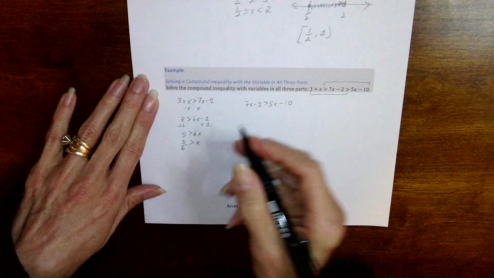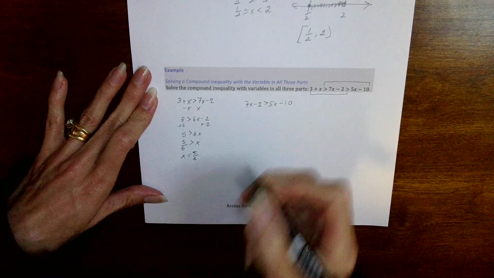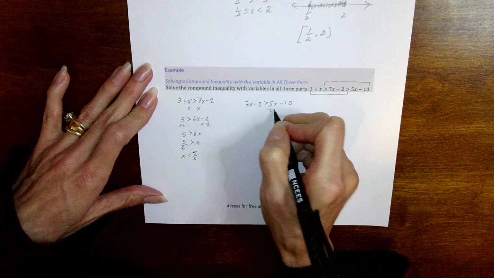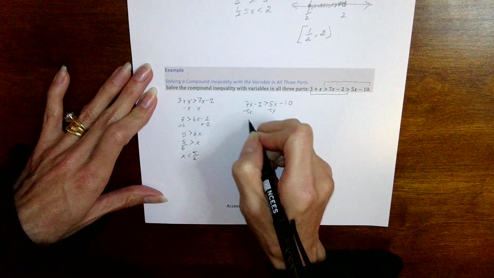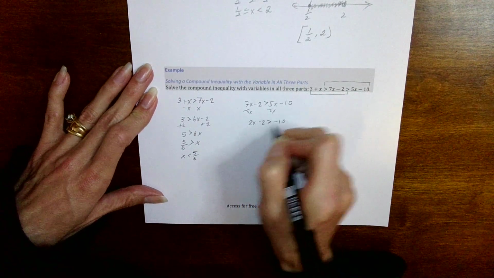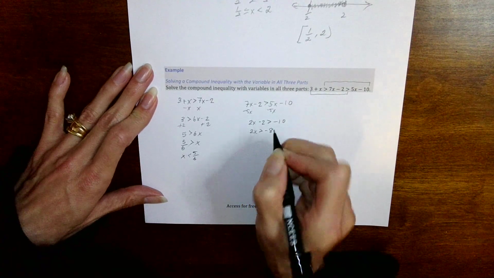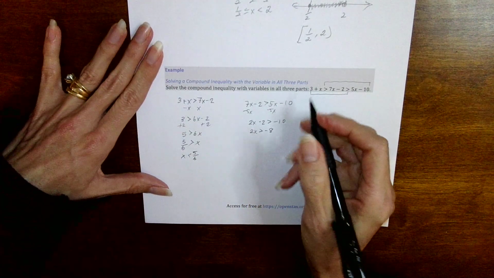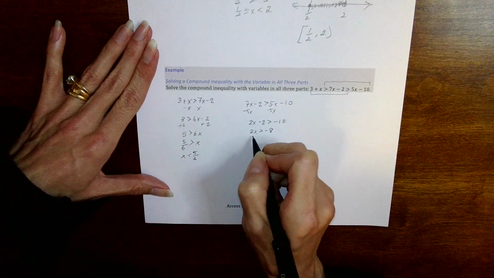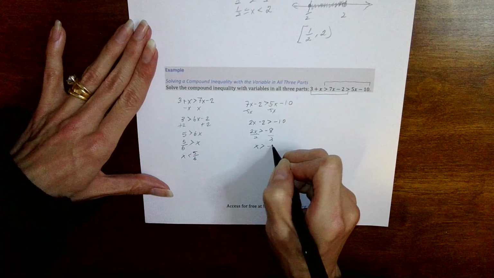So 5/6 is greater than x, and I can rewrite this as x is less than 5/6. And then here I'm going to subtract 5x from both sides. I get 2x minus 2 greater than negative 10. Add 2 to both sides. That's 2x is greater than negative 8. Divide both sides by 2, and I get x is greater than negative 4.